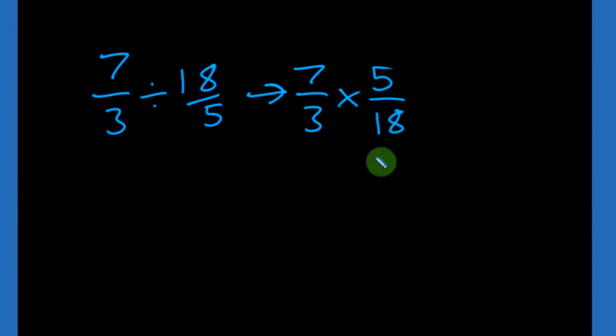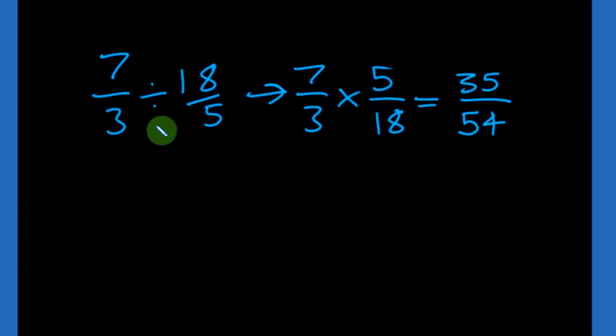Now in this case there actually aren't any common factors between the numerators and the denominators. So in this case we just do straight multiplication. So we'll do 7 times 5, which is 35, over 3 times 18, which is 54. And this is your answer.